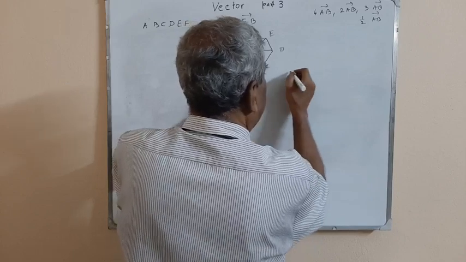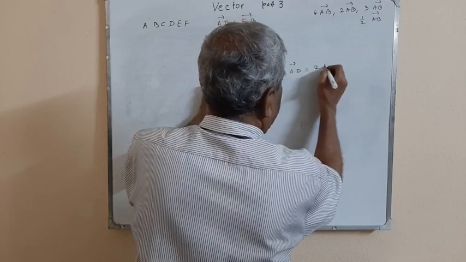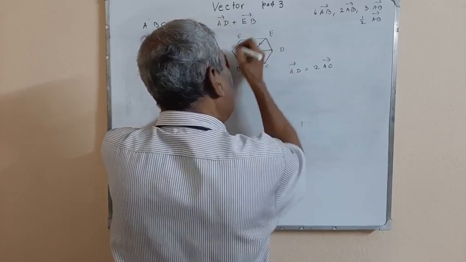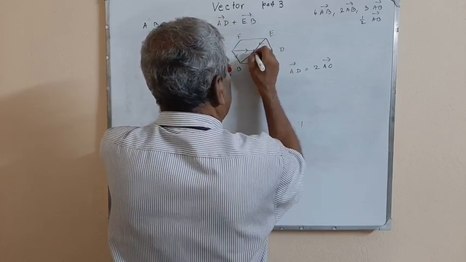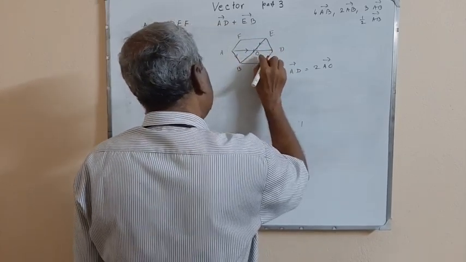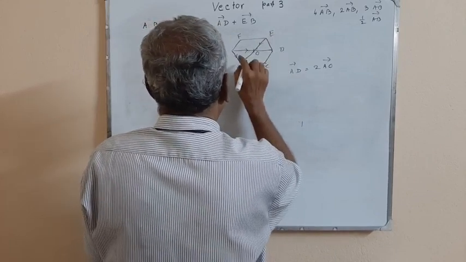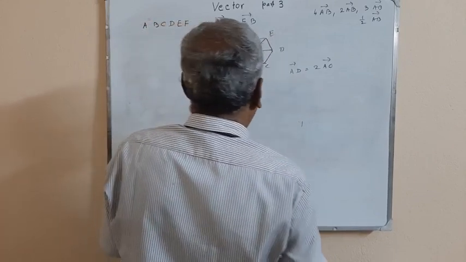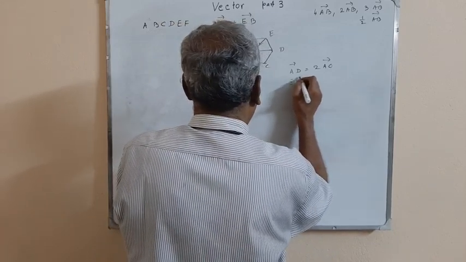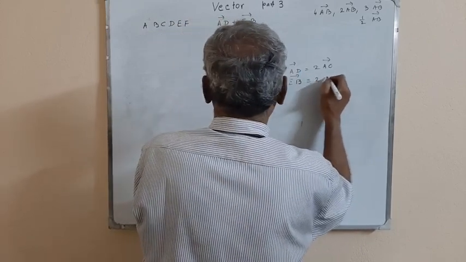So AD vector is equal to 2 times AO vector. This is a regular hexagon, so this is a diagonal, this is another diagonal. Diagonals meet at their midpoints. So AD vector is equal to twice of AO vector. Similarly, EB vector, this is another diagonal, is equal to 2 times OB vector.